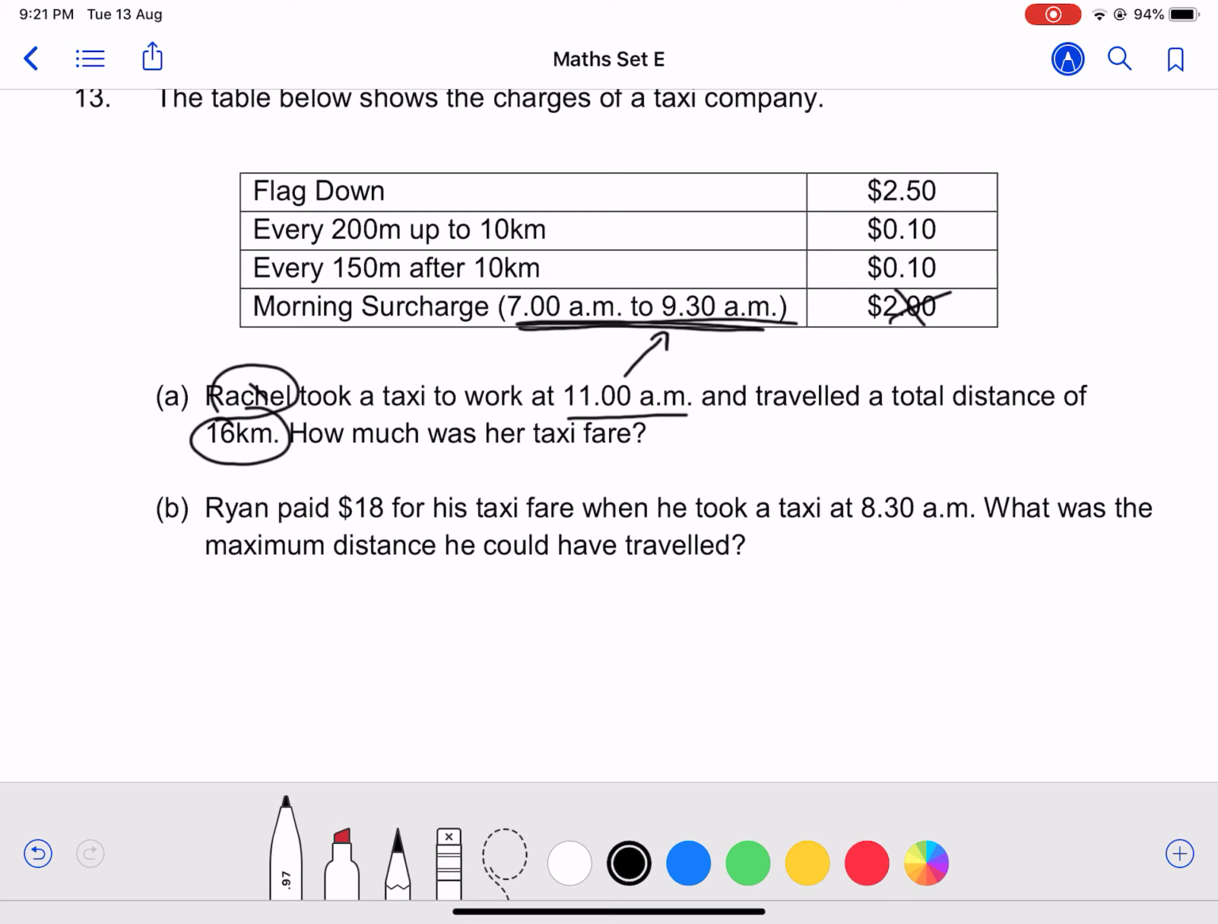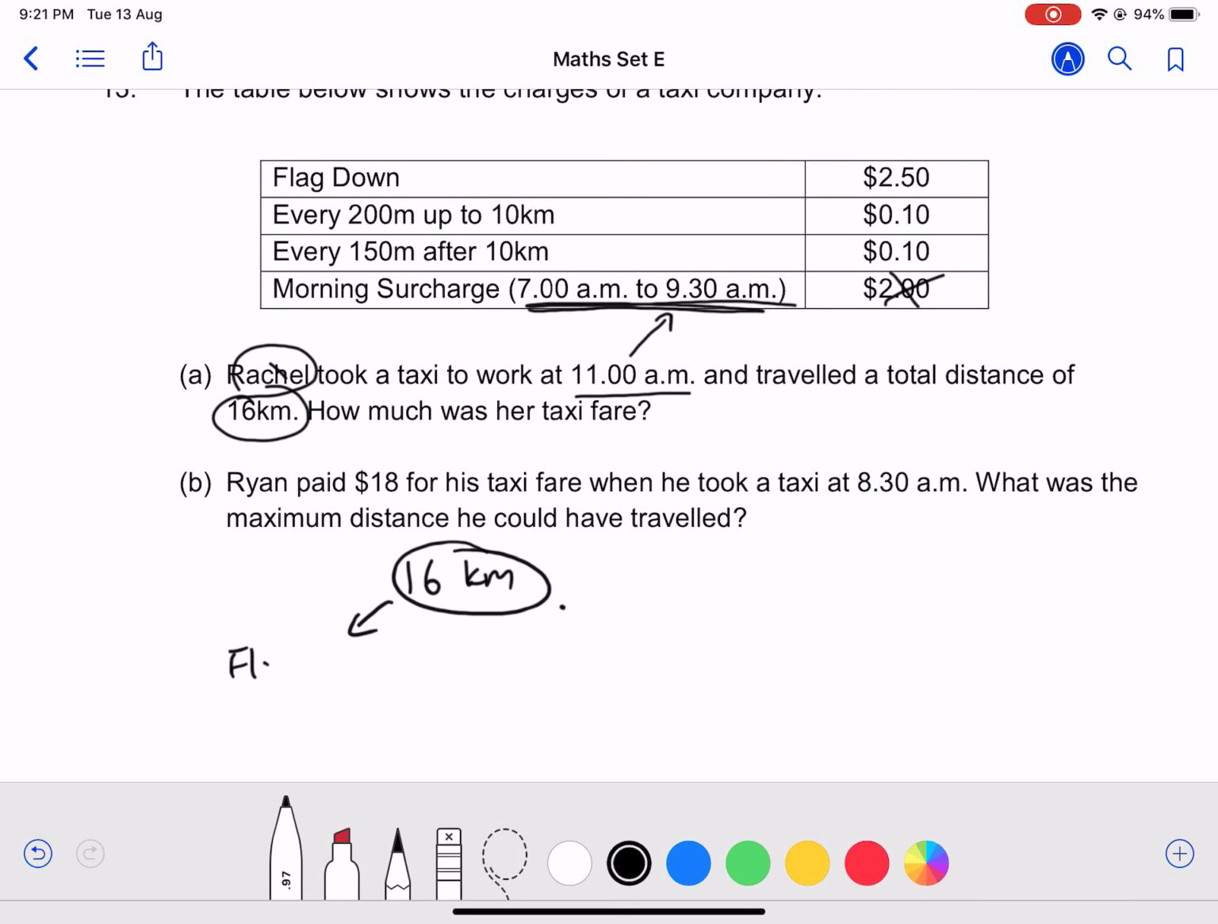Now this 16 km is made up of, so how I present my answers, you may have your own way of presenting. It's made up of a flag down, right? The moment you flag down a cab, you need to pay $2.50 first. Now this 16 kilometers is also made up of the first 10 km, which is 10 cents each. First 10 km, this is how it works. First 10 km, every 200 meters is 10 cents.